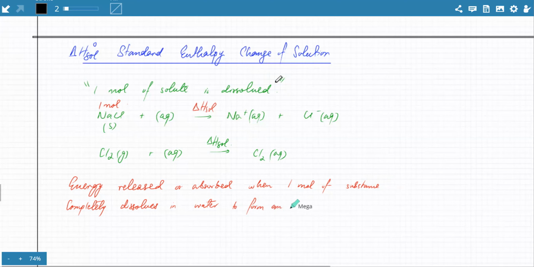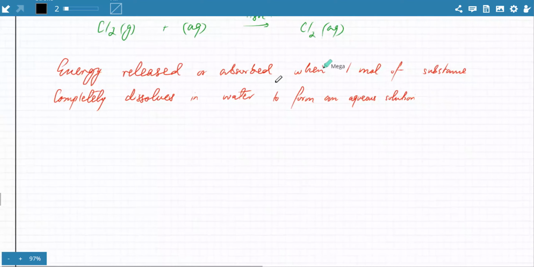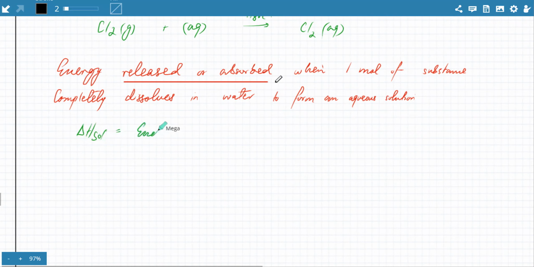So there's one question. Why could it be endo and exo at the same time? What would be the difference if enthalpy of solution is, let's say, endothermic? Would it be more soluble or would it be less soluble? Would the substance dissolve easily or would it be difficult to dissolve?